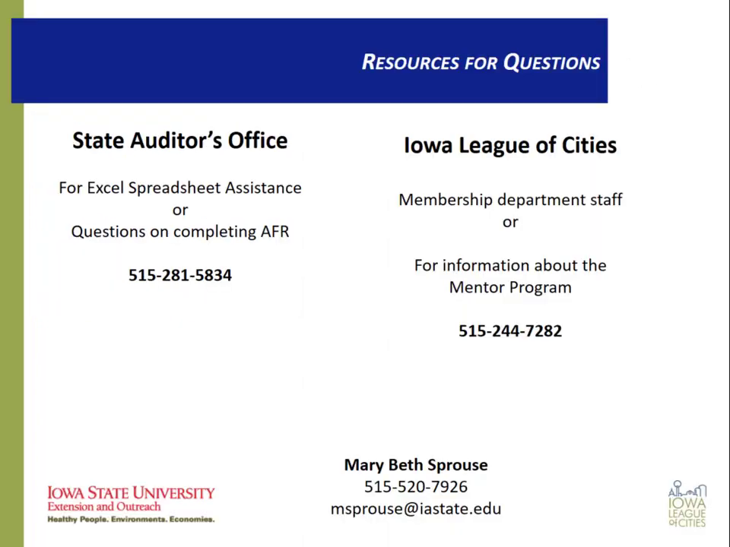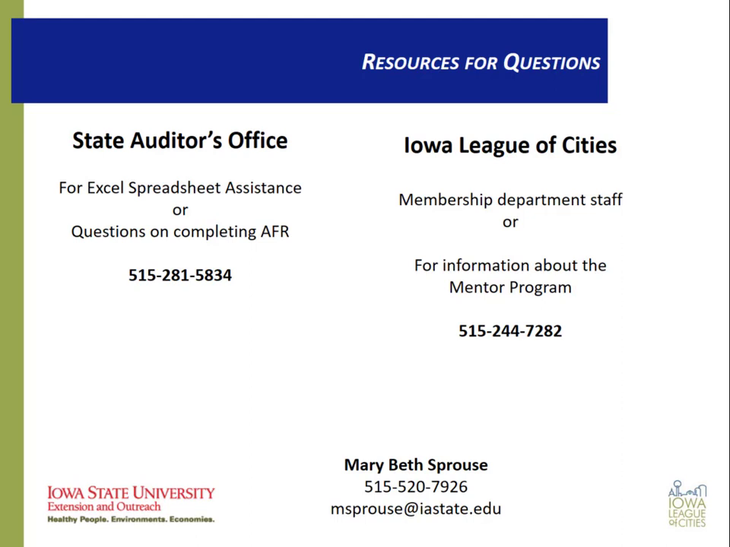Still need help? Here are some resources that you can call with questions. If you're having difficulty with the spreadsheet or problems uploading your annual finance report, please call the Auditor of State's office. The IT number is 515-281-5834. You can also call the Iowa League of Cities.